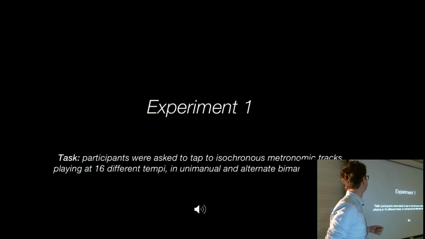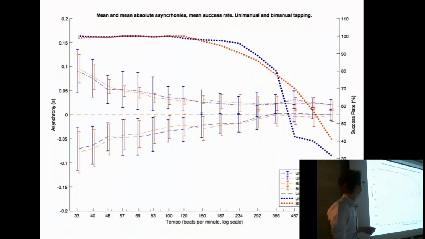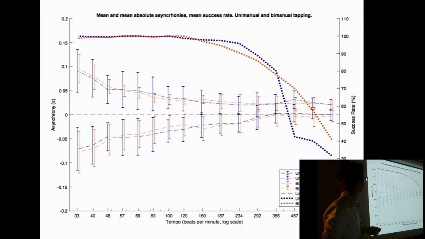So here is one of the stimuli, which I guess you can somewhat expect. So there you go. People tapped to metronomic tracks at 16 different tempi, and this is a graph that shows the overall results.